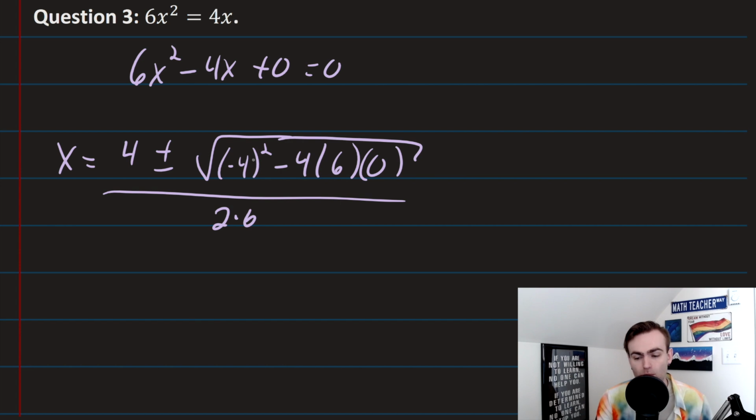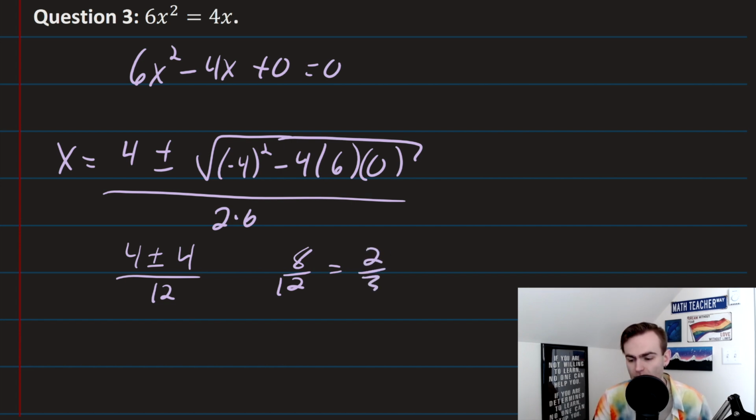Well, negative 4 squared is 16. This becomes a 0, so we have 4 plus or minus 4, because the square root of 16 is 4, over 12. So we have 4 plus 4 is 8 twelfths, which with a common factor of 4 would turn into 2/3. Or we have 4 minus 4, which is 0 over 12, which is 0. So we get x is equal to 2/3 or 0.